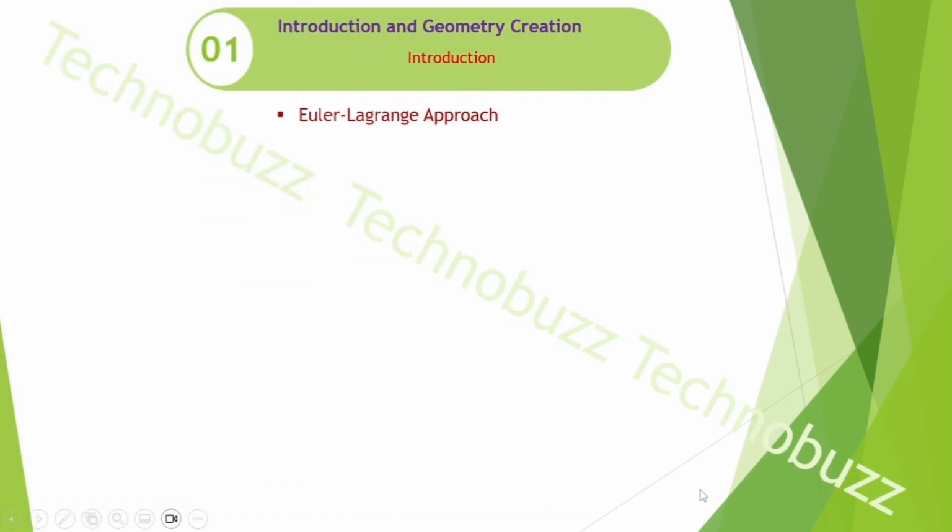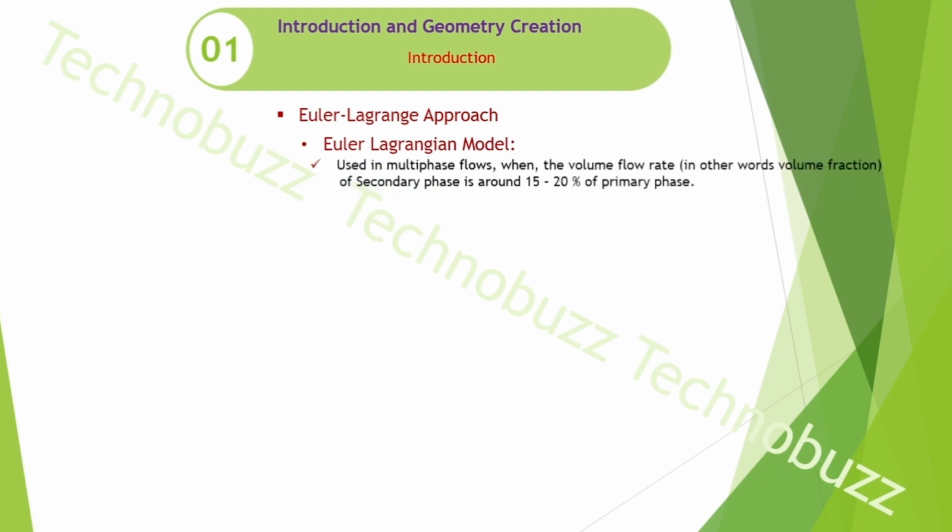The second approach is Euler-Lagrangian approach. This model is used in multiphase flows where the volume flow rate of the secondary phase is around 15 to 20% of the primary phase. The primary phase is considered as continuous phase and modeled using Eulerian approach. That means one set of Navier-Stokes equations are used to model this phase.